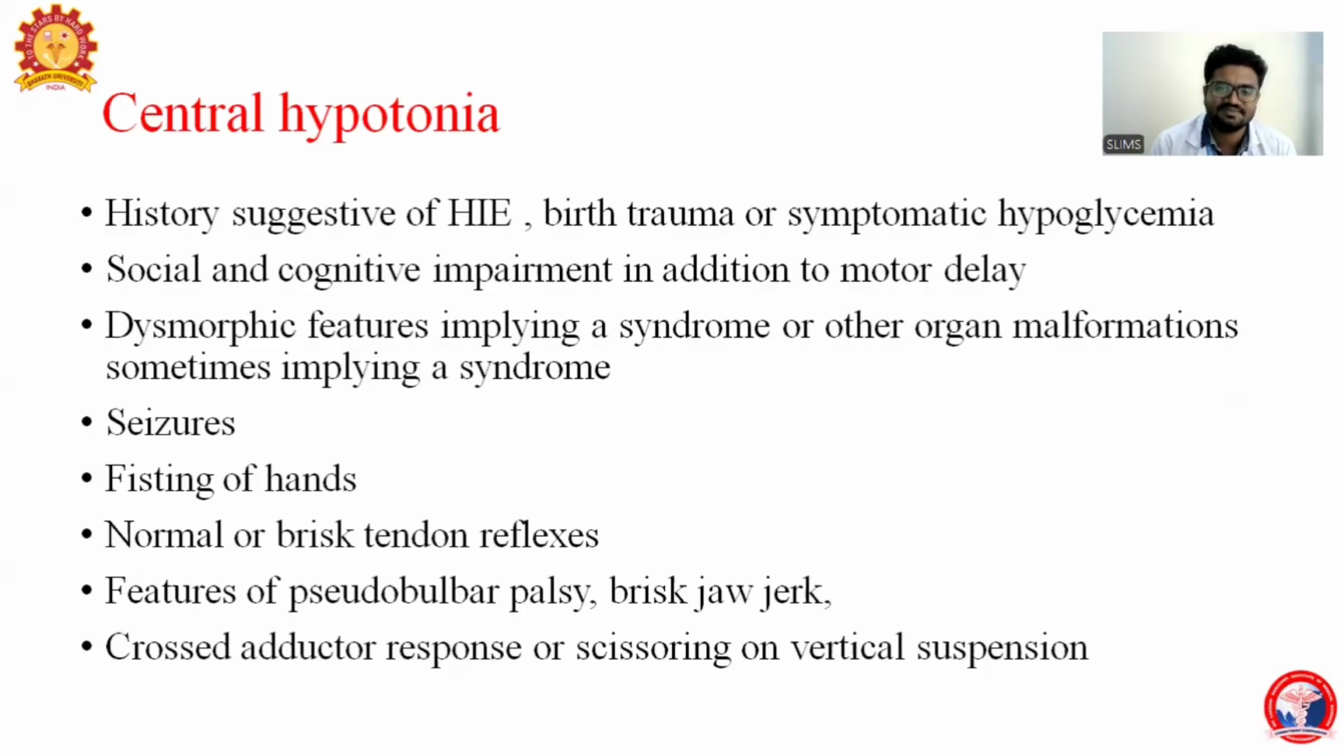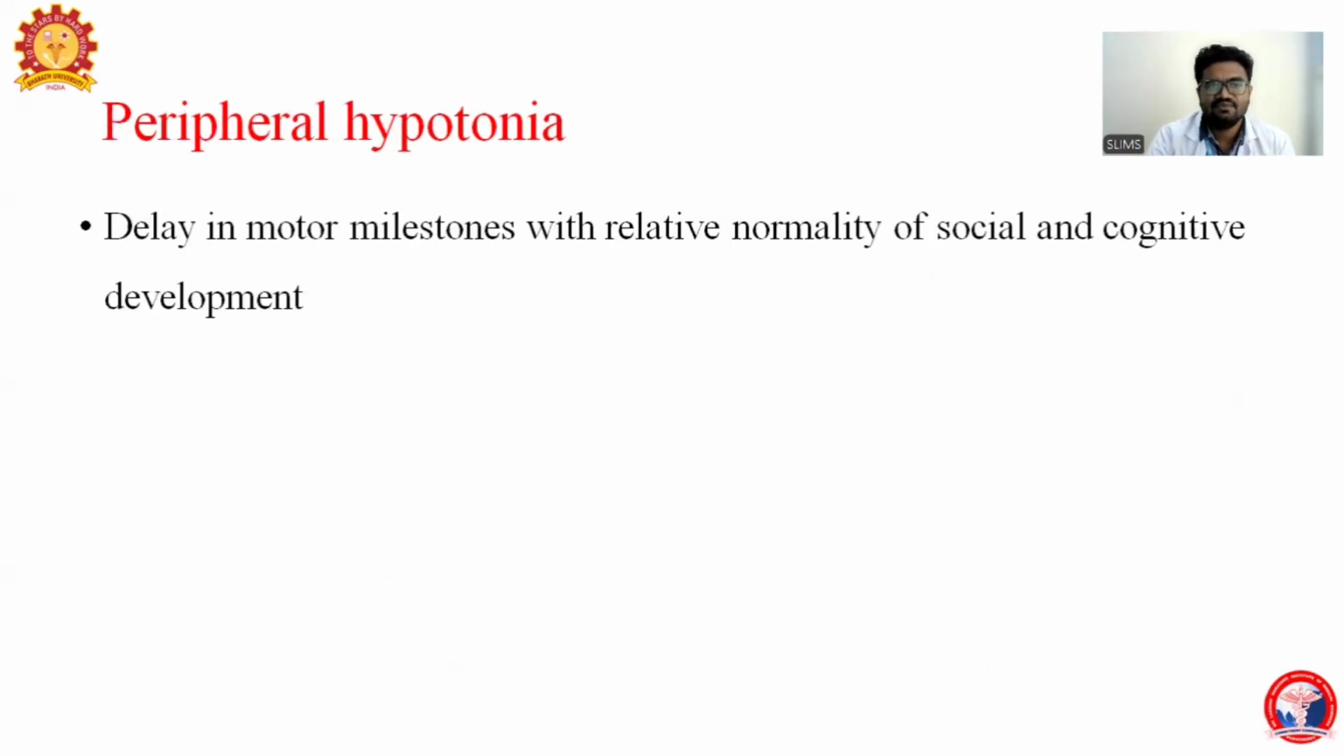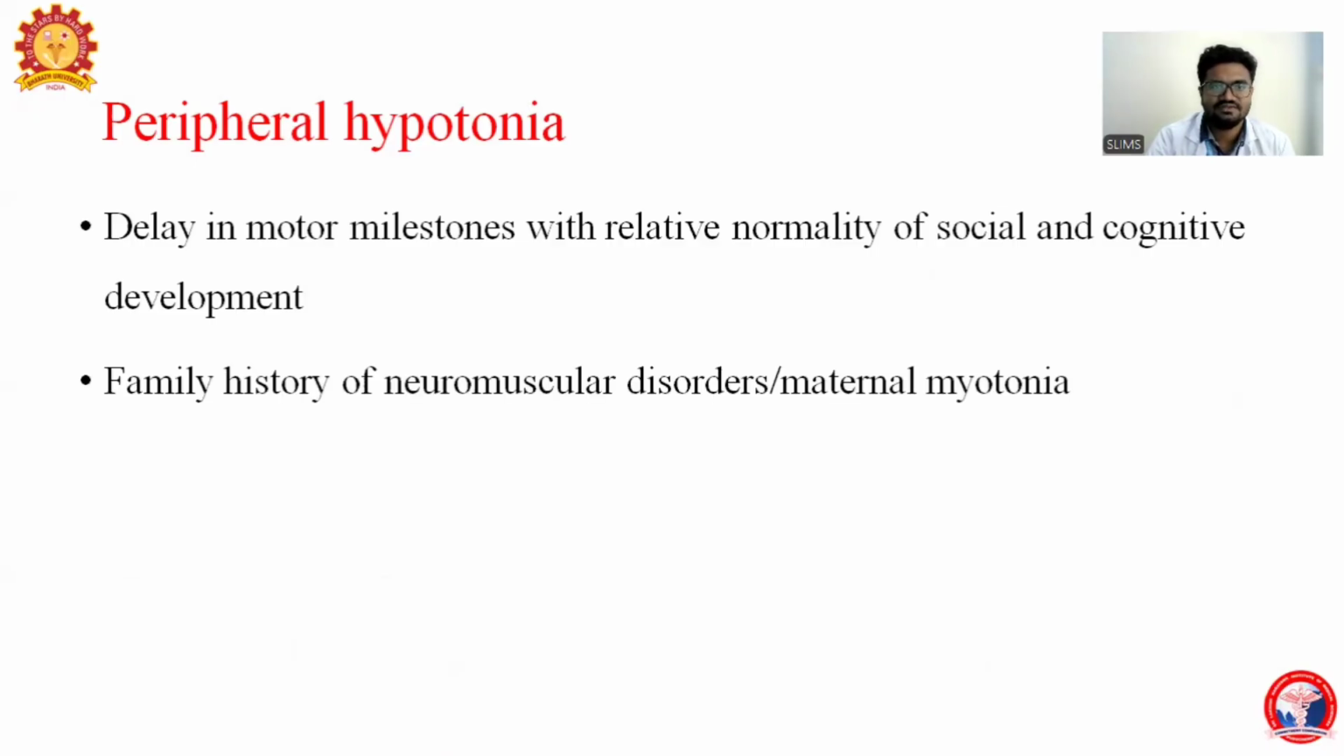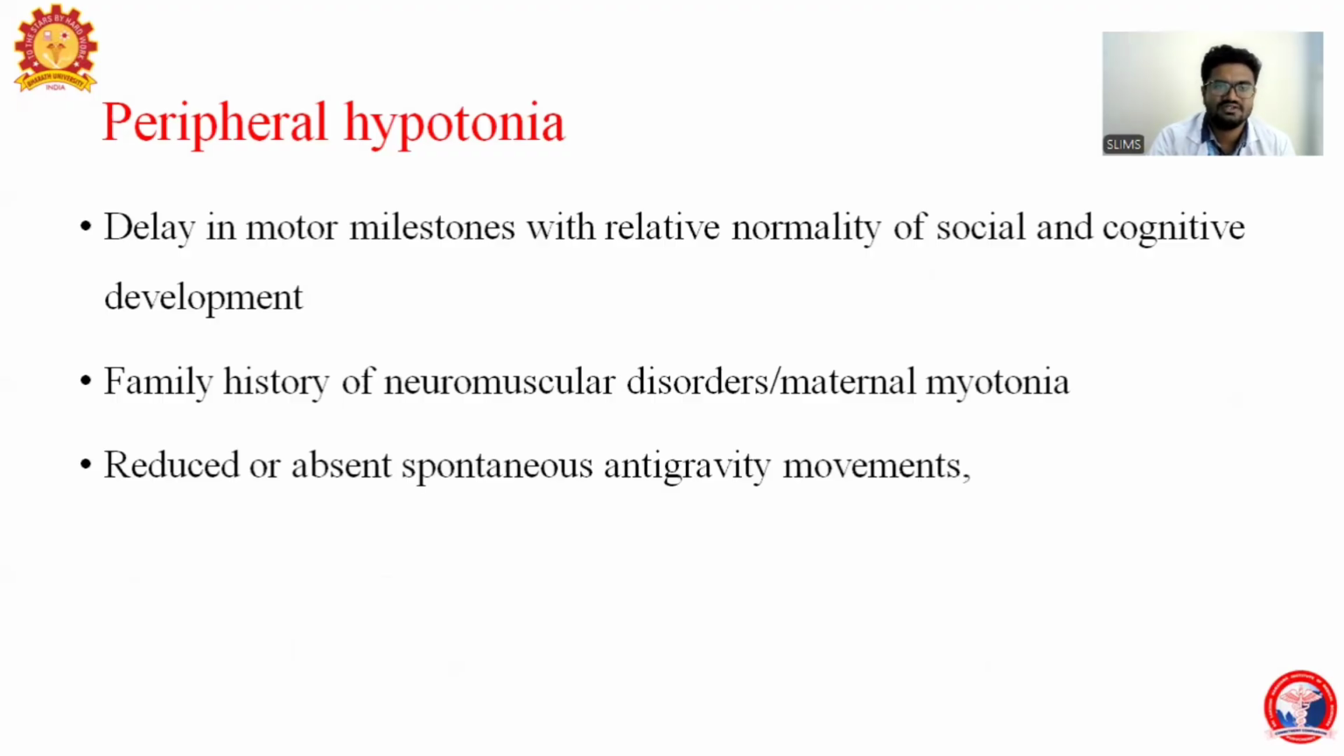When you do vertical suspension, in a normal baby, there will be a flexion of the lower limbs. In central hypotonia, there is scissoring of the lower limbs. But in a floppy weak baby, there is loosening of the lower limbs and the legs are pointed downwards. In peripheral hypotonia, there is delay in only motor milestones, while language and social are normal. There is a family history of neuromuscular disorder like myasthenia gravis or maternal myotonic dystrophy.